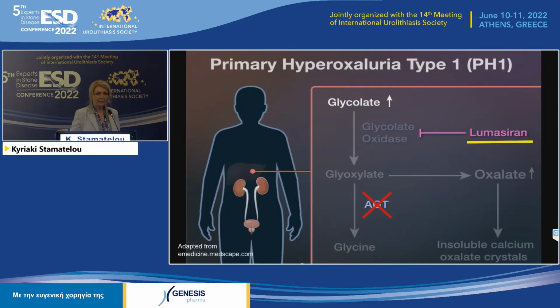In our case, the drug is called lumasiran. And what does lumasiran do? It blocks glycolate oxidase, the enzyme that transforms glycolate to glyoxylate. So there is no production of glyoxylate, therefore there is no production of oxalate, and no accumulation of oxalate crystals.